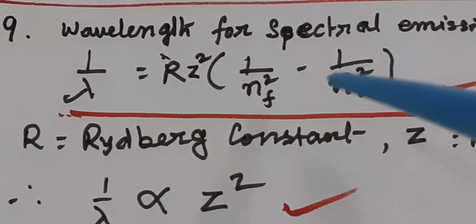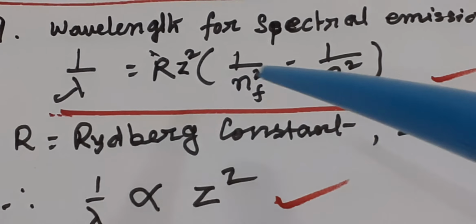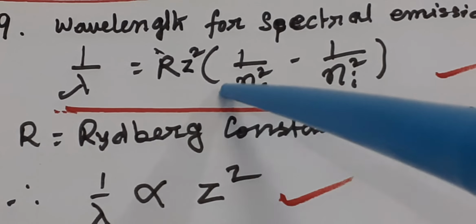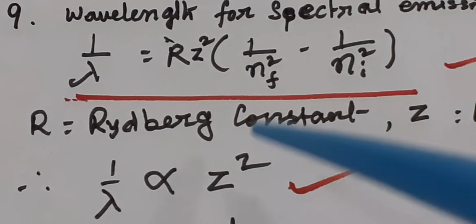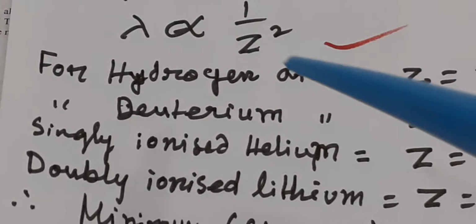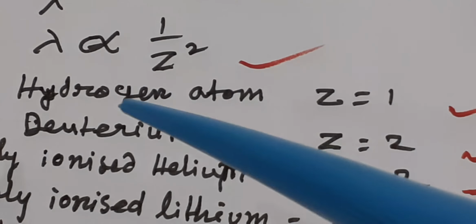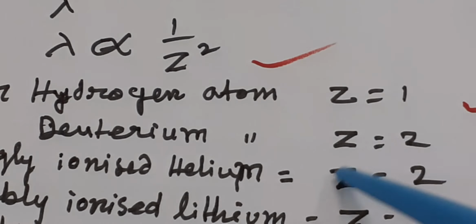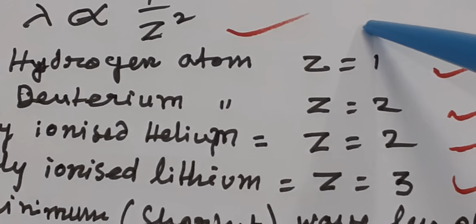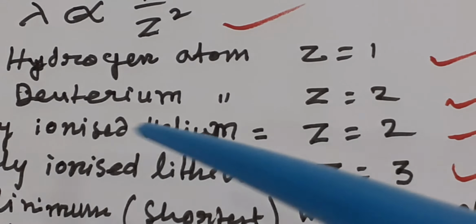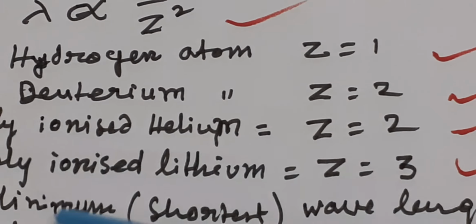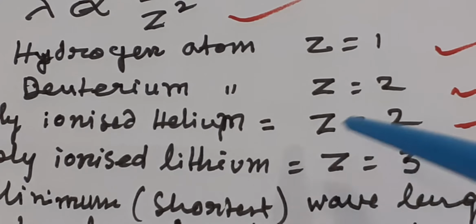So we need to see here, n_f is 2 and n_i is 1, that is constant, R is also constant. So 1 by lambda is proportional to Z square. Seeing the atomic number, the decision will be taken. So lambda is proportional to 1 by Z square. Z is 1 for hydrogen atom and for deuterium Z is 1 as well. For ionized helium Z is 2, you know the atomic number. And for lithium it is 3.